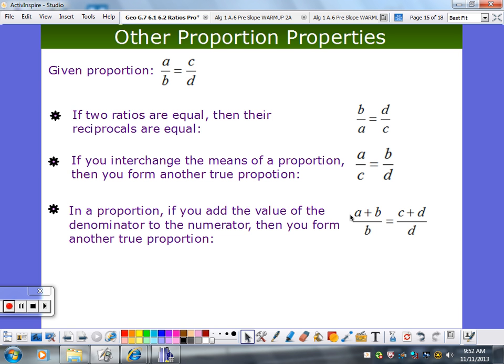So what do I really have here? A over B plus 1 equals C over D plus 1. If I add 1 to both sides of an equation, what do I know about the equation? Still true, right? That's the addition property of equality. If you add 1 to an equation on both sides, it's still equal. That's all I did here, I added 1. So there's other ways you can look at proportions and still have them true.